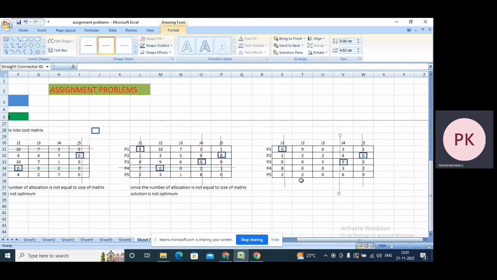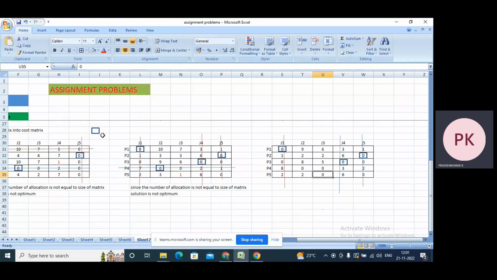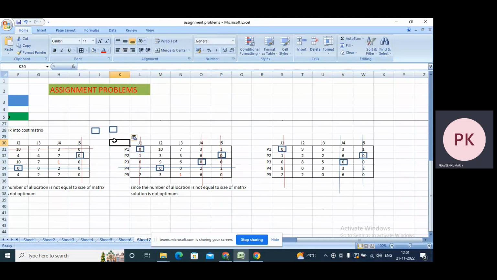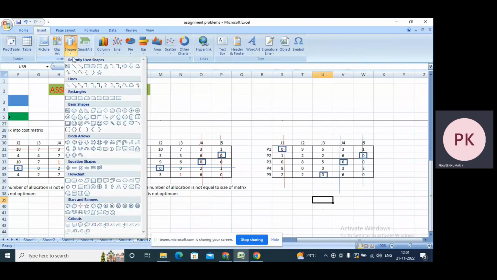Next, go to the next row, it has 2 zeros. I will not allocate in this fourth row. Go to the fifth row. We have a single zero. Allocate this zero and I'll cancel the corresponding column. My corresponding column is J3. I'll cancel J3 here.